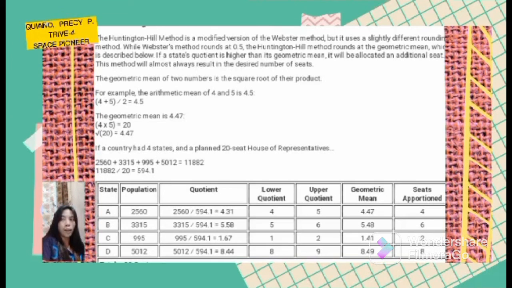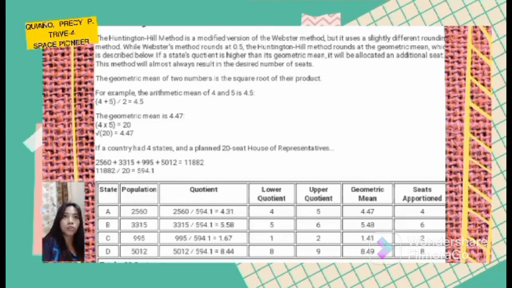To find the lower quota, remove the decimal points of the quota, which gives 4, 5, 1, 8. For the upper quota, you must add 1 to the lower quota, so the answer is 5, 6, 2, 9. To find the geometric mean, you must find the square root of the product of the lower quota and upper quota.